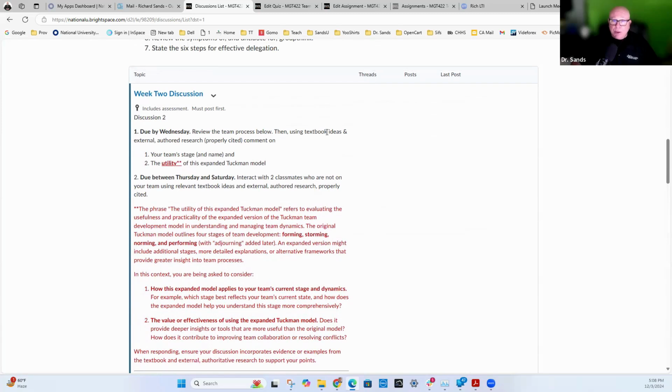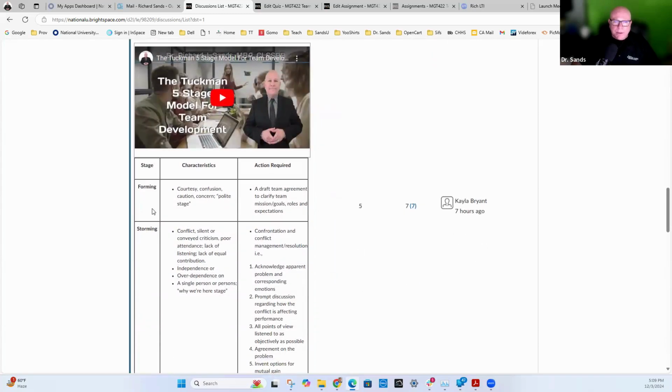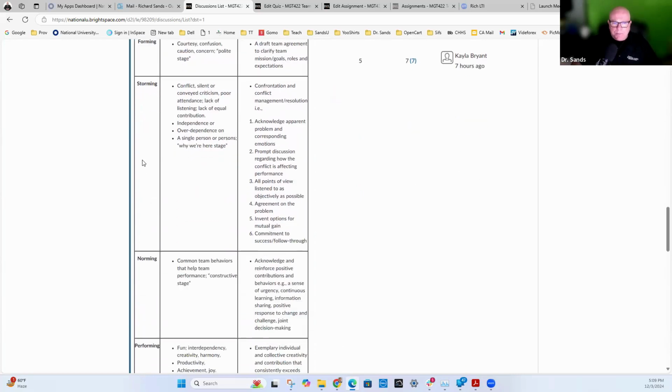Then, using textbook ideas and external authorized research properly cited, comment on your team stage. So that's going to be your initial post, right? Your team stage, so where you're at. You're probably past forming by now. Hopefully, since it's just a 4 week class, y'all were able to get to performing quickly.